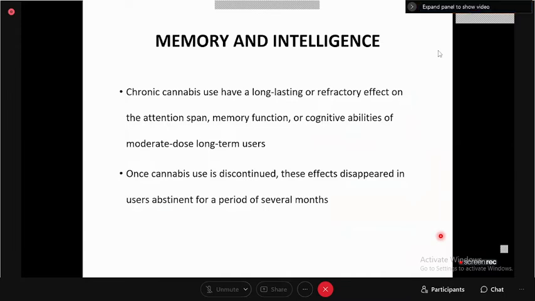The other long-term adverse effect of cannabis use includes its effect on memory and intelligence. So chronic cannabis use has a long-lasting or refractory effect on the attention span, memory function, or cognitive abilities of moderate dose long-term users. So despite them stopping the cannabis for some time, they continue to have these effects, deficits in their cognition and memory.